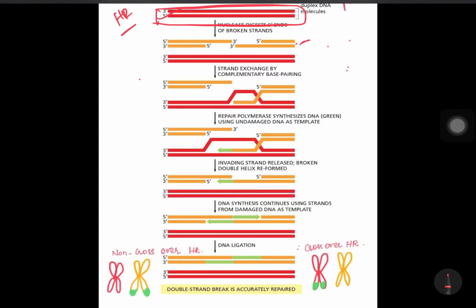First, this broken site is going to remove extra bases. Why does it have to remove extra bases? The damaged site will have some damaged nucleotides which cannot elongate or synthesize further. So it has to remove some extra sites. Once that has been done, it will try to pair with the sister chromatid, which is called strand exchange. That is, this strand is going to exchange here. This will come and try to exchange with the sister chromatid strand.